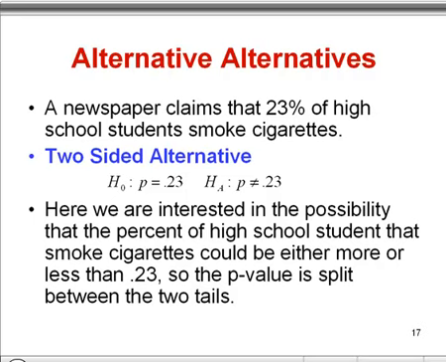Suppose a newspaper reports that 23% of high school students smoke cigarettes, and you're just trying to see if this claim is correct. In that case, it would make sense to use a two-sided alternative, since prior to the collection of the data, you have no reason to believe that the claim of 23% is either too high or too low. When in doubt, use a two-sided alternative. It's always legitimate.